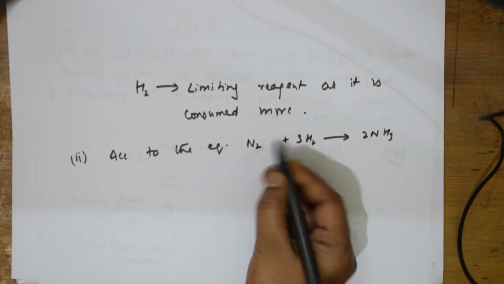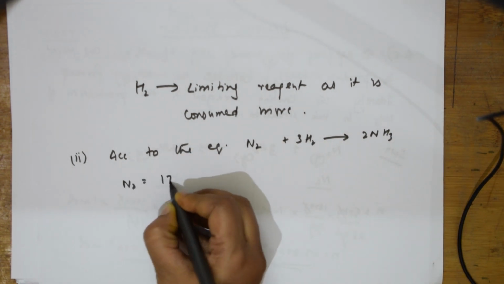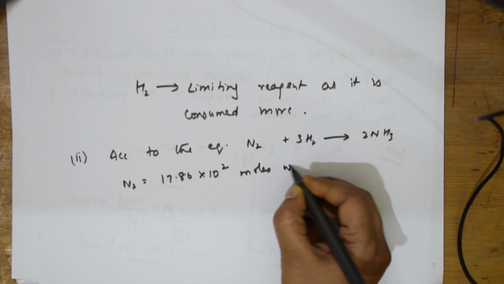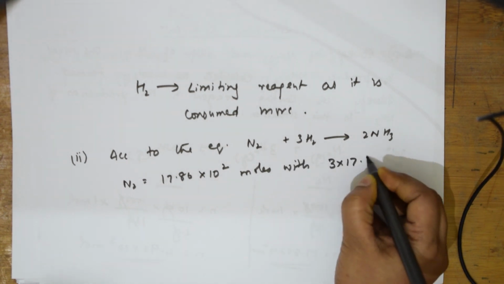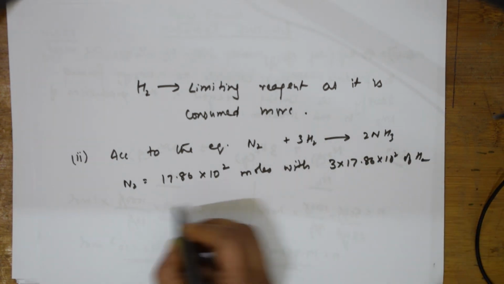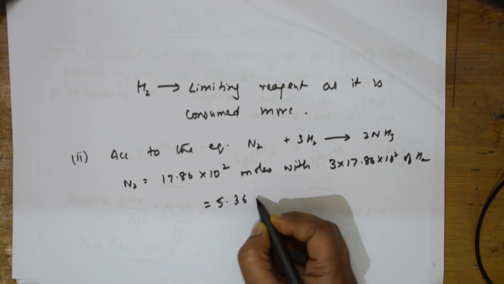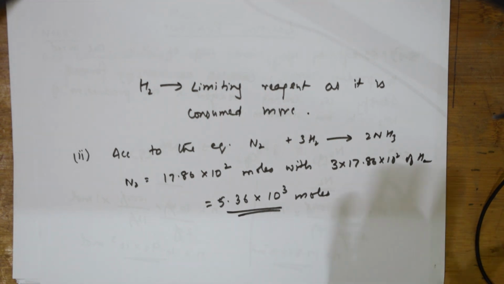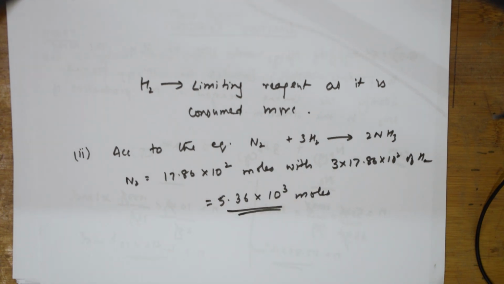Yes. So how much nitrogen? How much did I get? I got nitrogen as 17.86 into 10 to the power of 2 moles. This will react with 3 into 17.86 into 10 raised to the power of 2 moles of hydrogen. This is the concept, because it is 3, isn't it? Now how much do I get? I get an answer of 5.36 into 10 raised to the power of 3 moles. Fine, this is how I got it. So I got so much nitrogen unreacted. I also calculated the limiting reagent. So this is the procedure to do the limiting reagent numericals. Simple, nothing much complicated in this. See, the reactant which is consumed more is the limiting reagent.